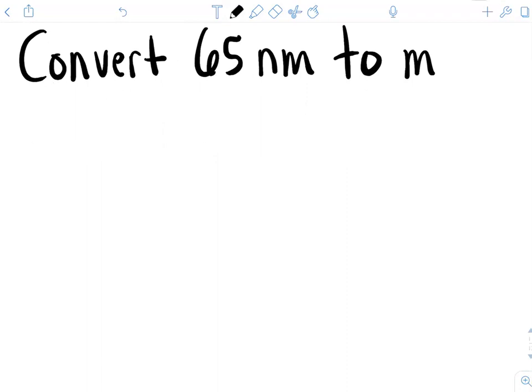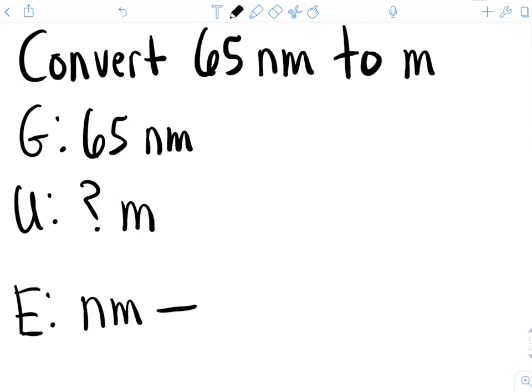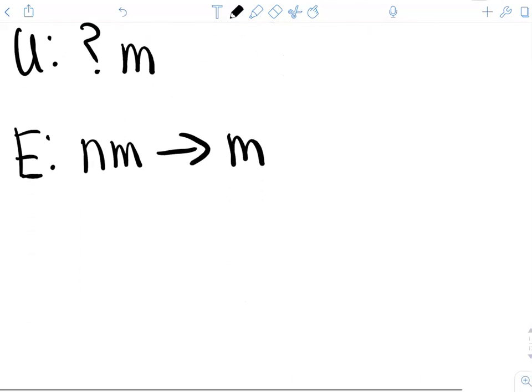And we're going to start out with our given. So in this problem, we're given 65 nanometers. And we're told that we need to convert it to meters. So that is going to be our unknown, the thing that we're trying to get to. So we first have to figure out our unit path. So what is the very first unit I'm going to start with, which is going to be the nanometers. And then what unit am I going to change it to, or am I going to try and get to? In this case, it's meters. Well, then I have to figure out that relationship.